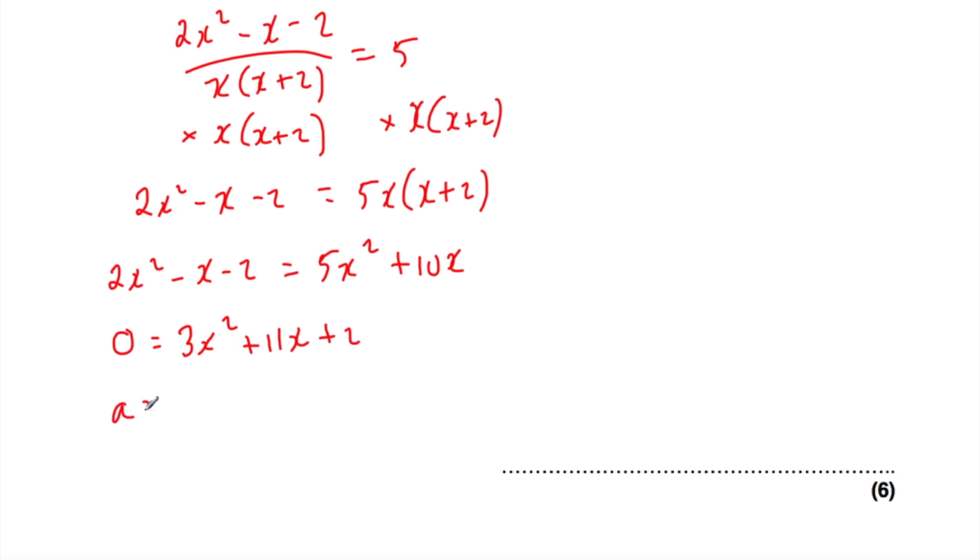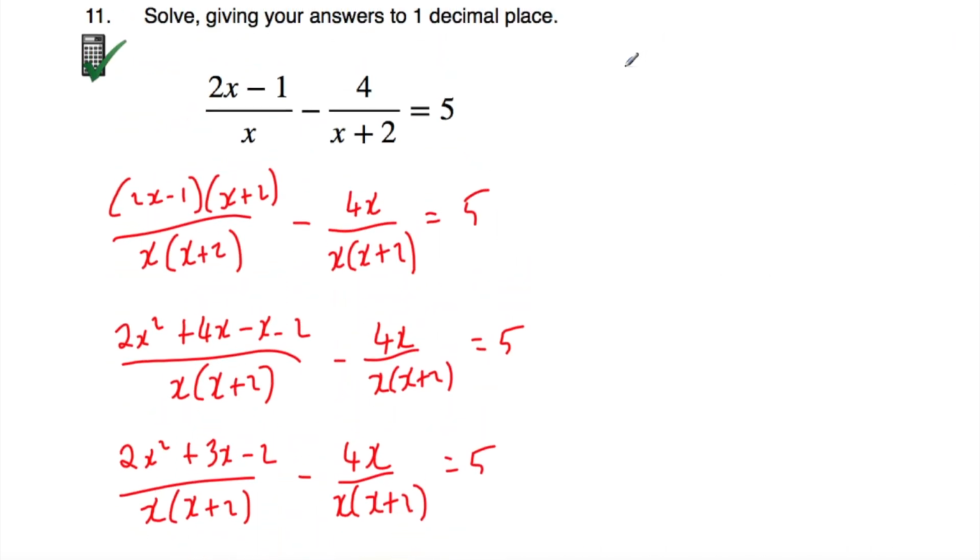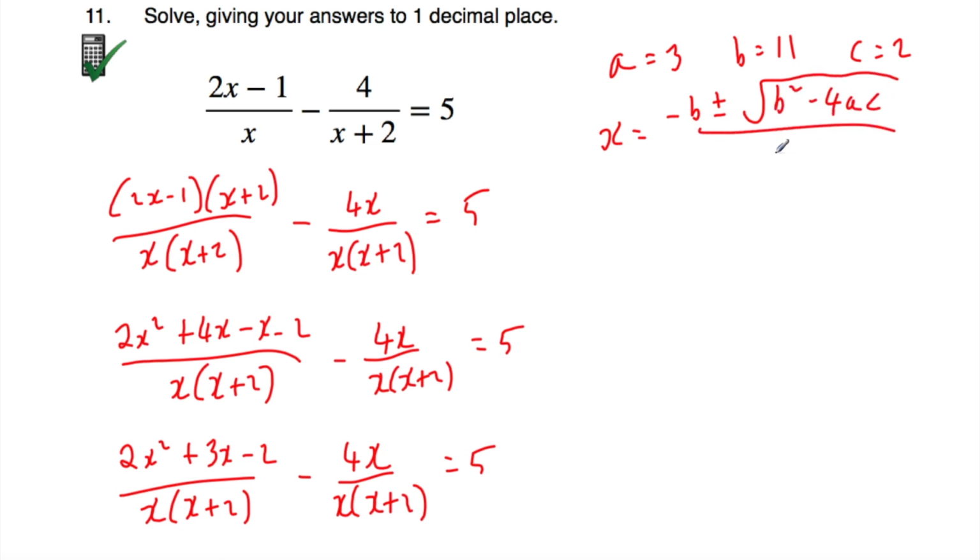Okay, so A would be equal to 3, B is equal to 11, and C is equal to 2. So we're going to use the quadratic formula, and we're going to use those values for A, B, and C. So A is equal to 3, B is equal to 11, and C is equal to 2. Okay, so let's write down the quadratic formula. X equals negative b plus or minus the square root of b squared minus 4ac, all divided by 2a.